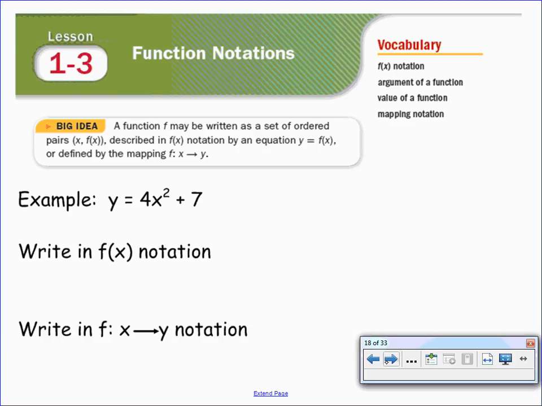Let's go ahead and practice doing some evaluation with different notation. A function f can be rewritten as a set of ordered pairs, as we've done on the board. It could be described in function notation, that's called Euler notation, by an equation y equals f of x. Or it could be defined by mapping notation. Mapping notation gives the name of a function and then takes the input variable and maps it onto the output variable. We're going to practice going back and forth between the different notations.